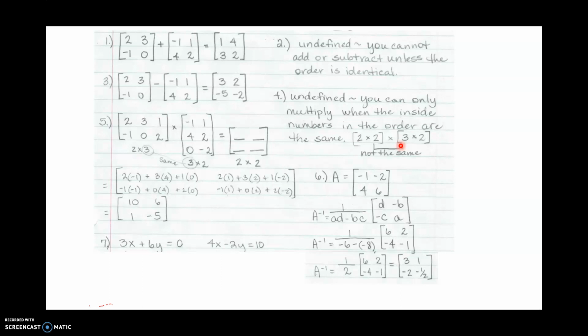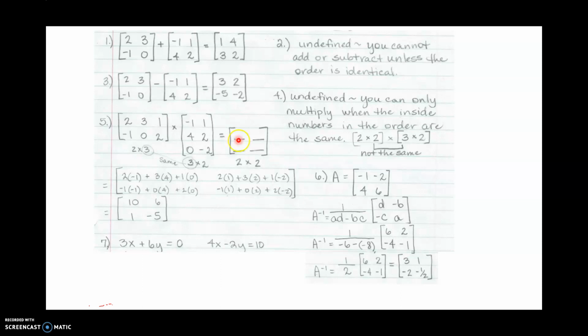All right, then for number 5, we had a 2 by 3 and a 3 by 2. Can I multiply those two? How do I know? Inside numbers are the same, right? So these are the same, so I can multiply. What do the outside numbers tell me? Size of my answer, right, what my answer is going to look like. So I know my answer is going to be a 2 by 2. So I'm going to go ahead over here and draw for myself 2 rows and 2 columns. That's really important because that tells me what to multiply.